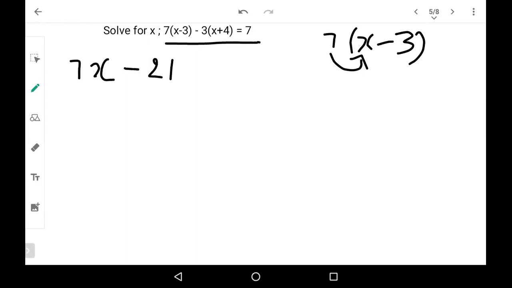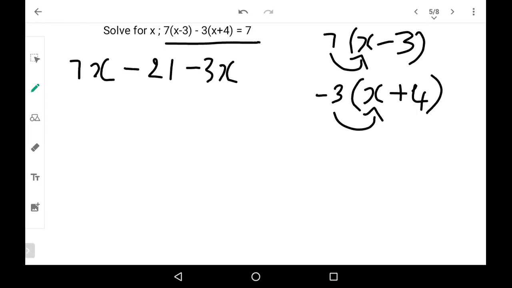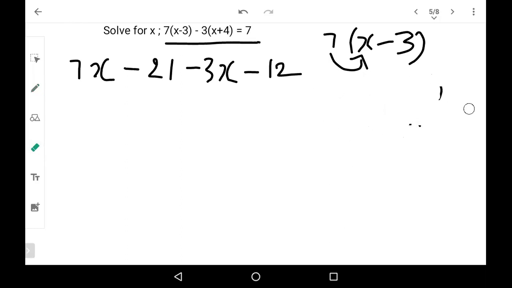Now coming to the second expression, minus 3 into (x + 4). So minus 3 into x is nothing but minus 3x. Be careful with minus sign. Minus 3 into x is nothing but minus 3x. Again, minus 3 into plus 4 will become minus 12. 3 4s are 12, but minus into plus is minus. So you will have minus 12, put the constant as it is. What is the constant? Is equal to 7.